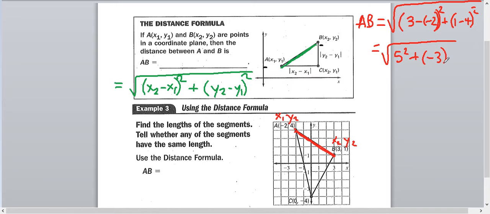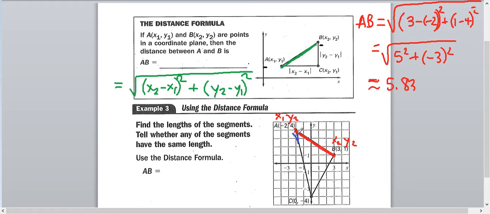And when I plug this in my calculator, I get about 5.83, something like that. Okay, so that's A and B. I figured out the distance of those two. So next up, I know this distance, I know the red distance. Now I need to see if any of the other distances are the same.